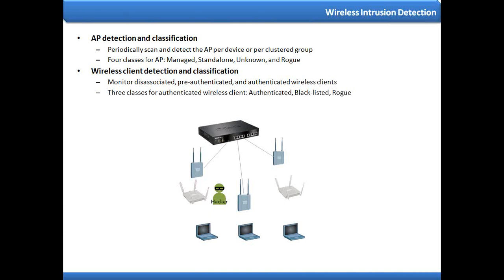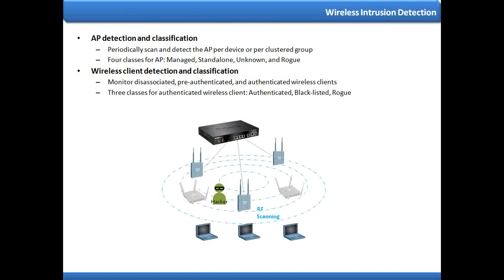So what the intrusion detection does is it'll periodically scan and detect the APs that are on the network, and it's able to classify the access points that are detected: whether it be a managed access point that's on the network; a standalone access point, so somebody may have brought in an access point; unknown, which may be an access point that belongs to a neighboring wireless network, so it can't necessarily classify it; and rogue, an access point that shouldn't be connected to the network. And this is based on configuration that you should be able to set.